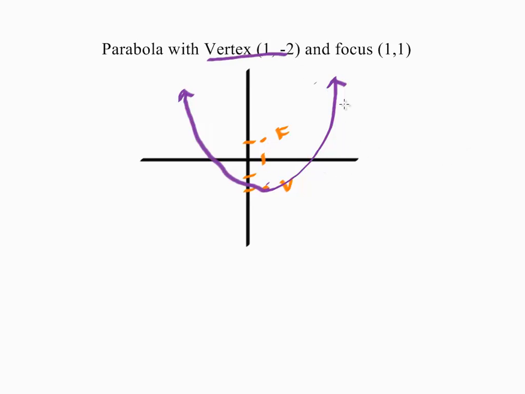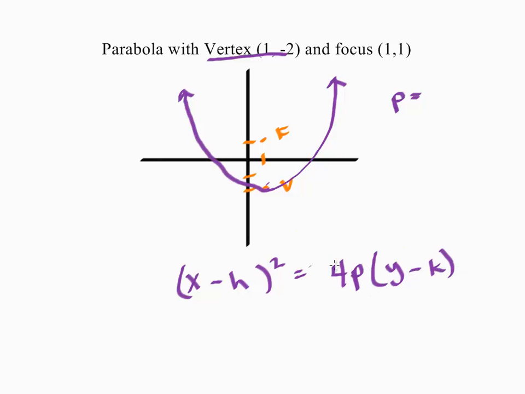Now, I already have the vertex, which is nice, but I need to also know p. Remember, since this is a general equation of it opening up, I'm going to have, in general, x minus h squared equals 4p times y minus k. We're going to have to make sure that p is positive so it opens up. So now plug in my vertex of 1, negative 2, so this is a double negative, so this becomes plus. And now let's figure out p.